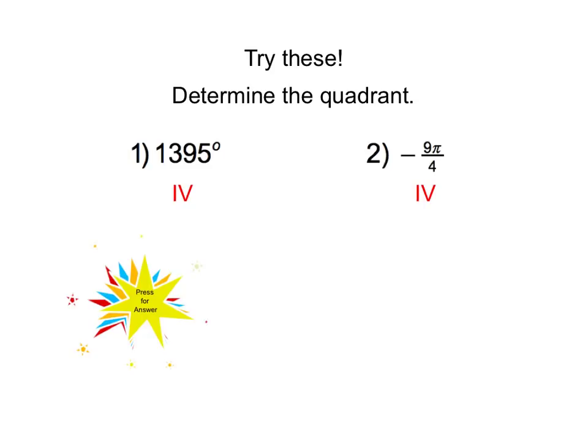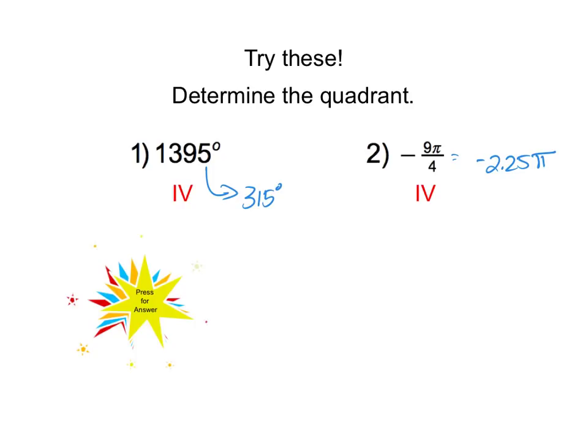And again, we find angles that are coterminal. In number 1, I would subtract 360 repeatedly until I found a number between 0 and 360, which is coterminal with the angle 315 degrees, which is in quadrant 4. This is negative 9/4, which is negative 2.25 pi.